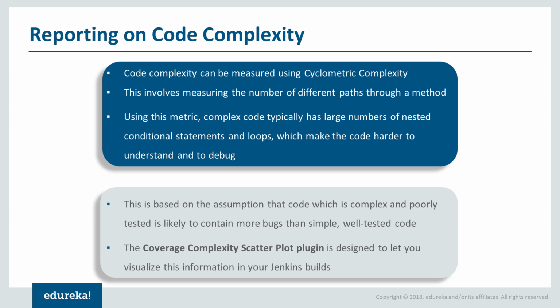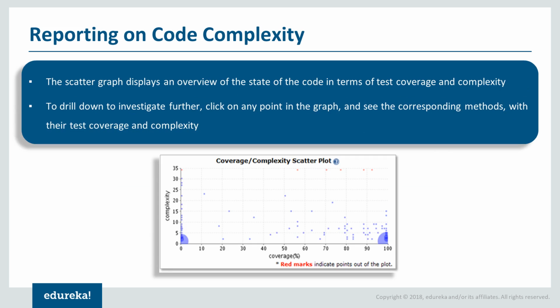If it has got less complexity, then it will be easier for you to maintain the code. So the main aim behind checking the code complexity is to make sure the code complexity is low, which in turn helps you to maintain the technical debt so that you have less and less technical debt. So this is how it looks. Use this plugin, Coverage Complexity Scatter Plot plugin. This is how the overall graph looks.